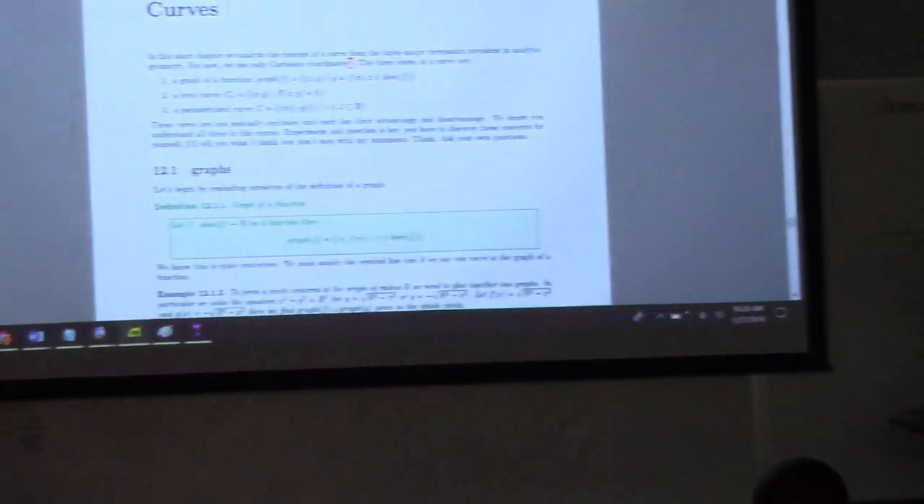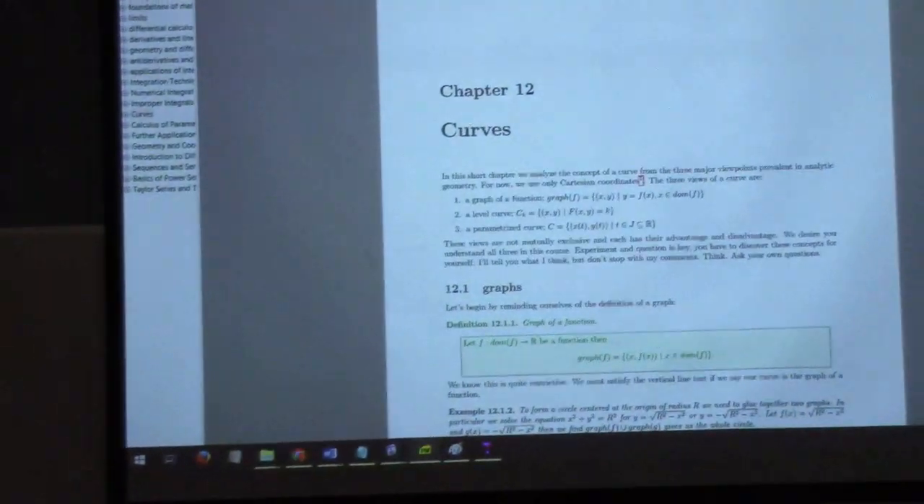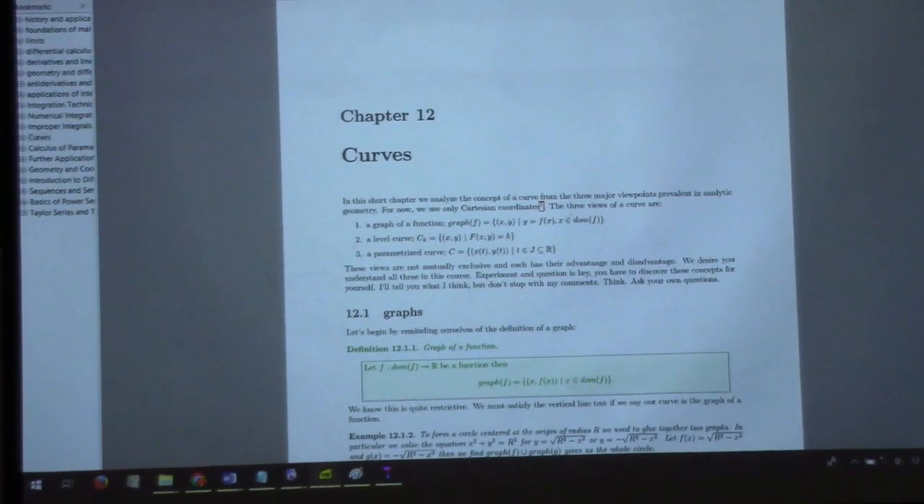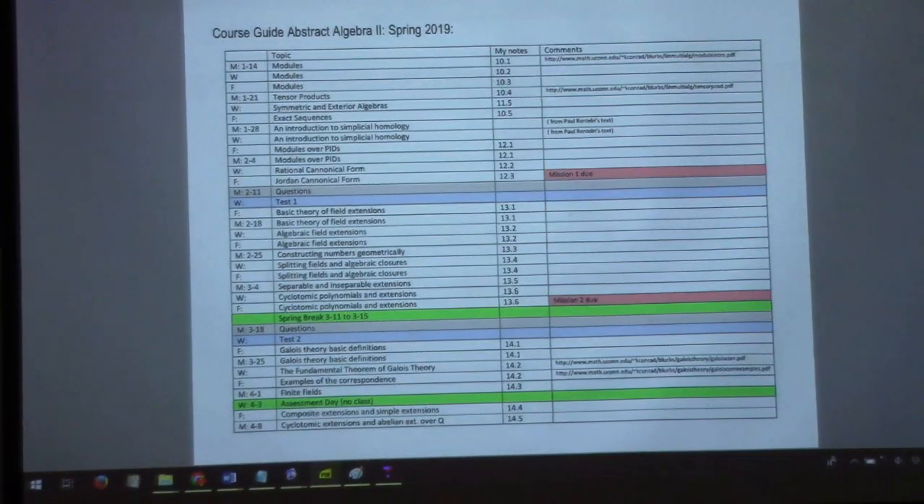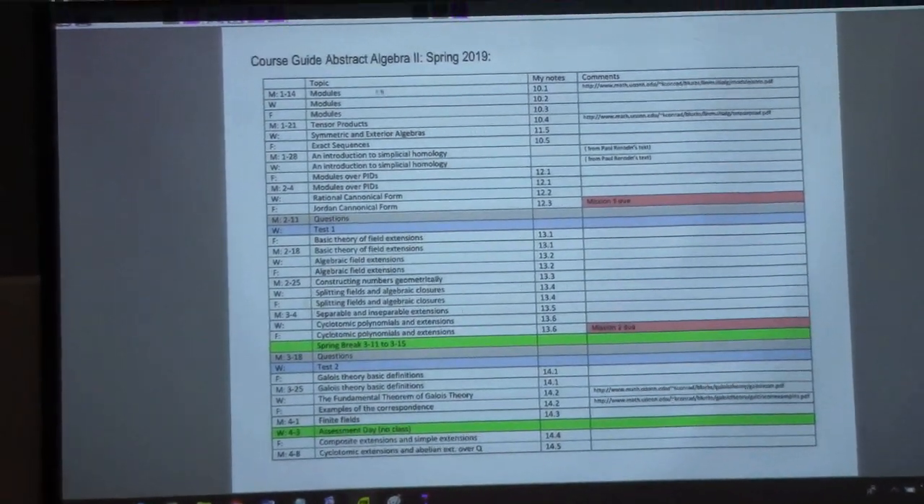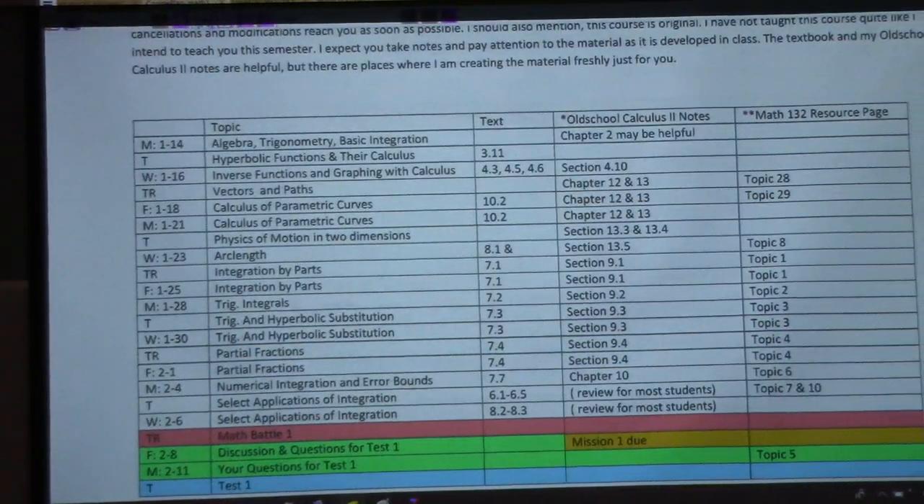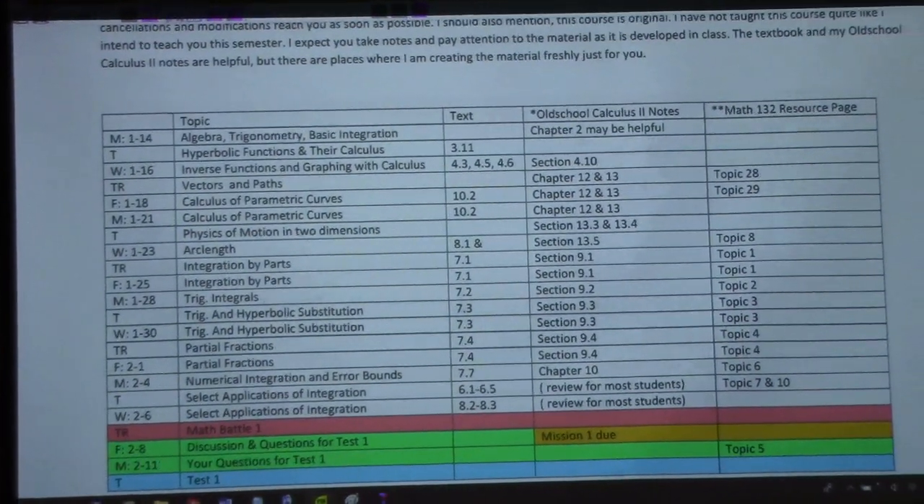Remember the course planner? In the course planner, I show you, oh, that's the wrong course planner. Maybe this one? Ah, there you go, you guys.